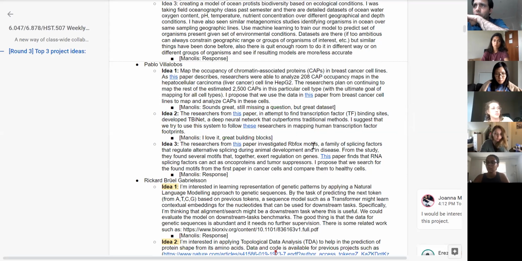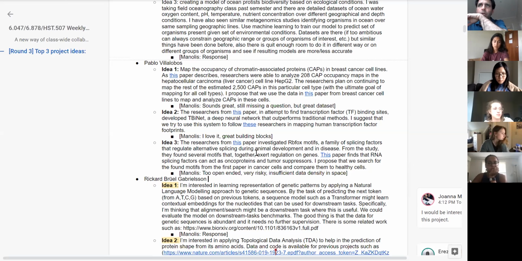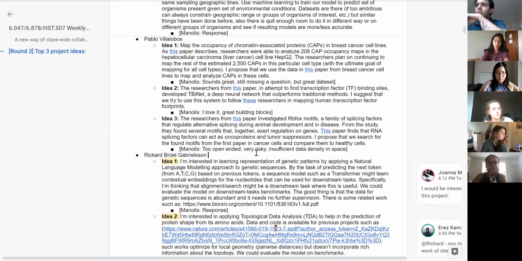Investigate RBFox motifs, a family of splicing factors that regulate alternative splicing during development. From this study, they found several motifs that together exert regulation of these genes. This paper finds that RNA splicing factors can act as oncoproteins in tumor sequencing. Yeah, so I would say that this is a bit too open-ended and very risky, with insufficient data density. Pablo, do the responses make sense?